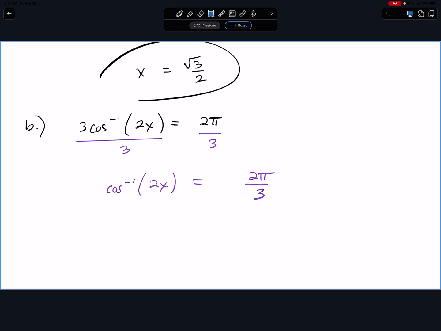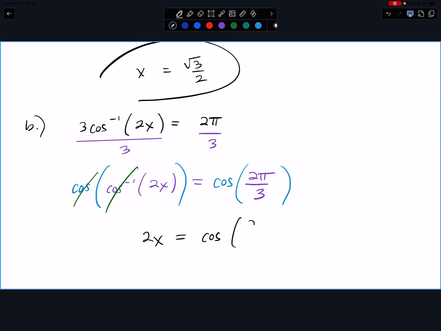How do I get rid of cosine inverse? Take the cosine of both sides. So cosine and cosine inverse cancel. So I'm left with 2x is equal to the cosine of 2 pi over 3, right?